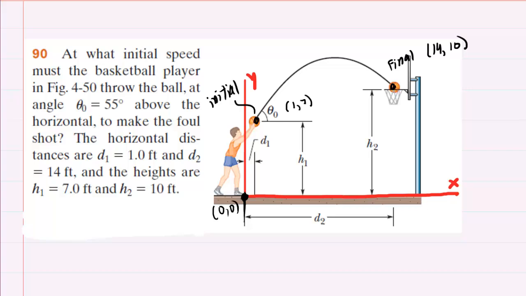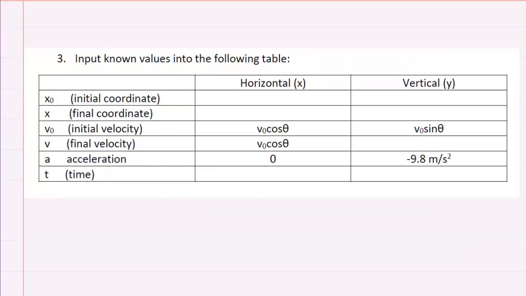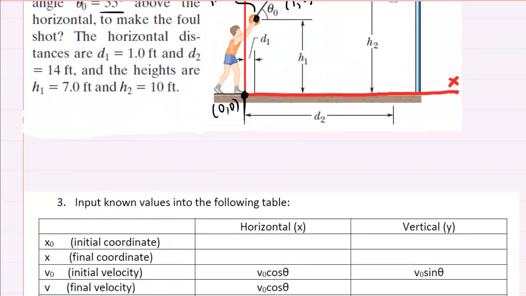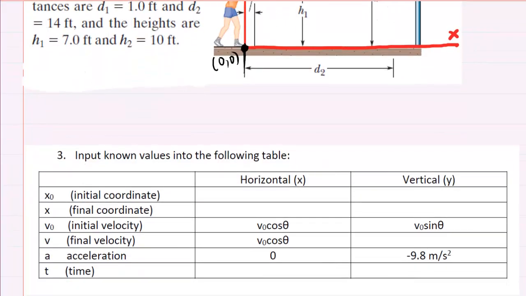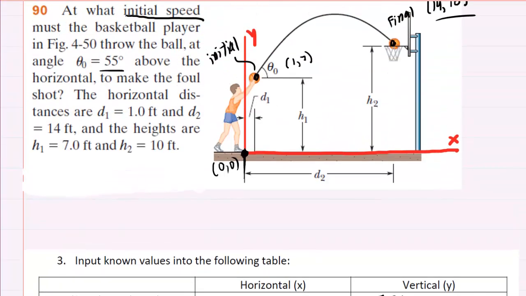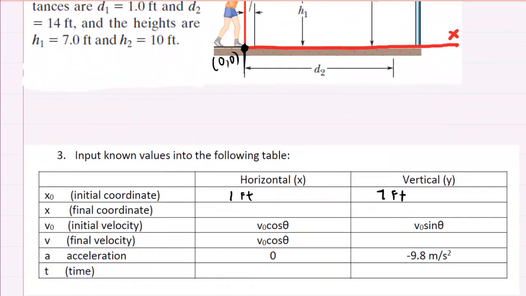Let's go ahead and turn to step 3, which is to fill in the known information. So here is that table that you should always use for any projectile motion question. We begin with the initial coordinates, and you will recall that we entered those as 1 comma 7. So this would be 1 foot, and this would be 7 feet. We would have to convert these to meters later on in the problem. For the final coordinate, you would have 14 and 10. So 14 feet and 10 feet.